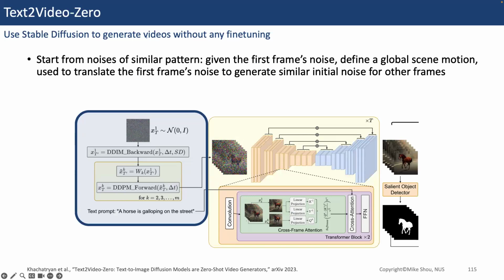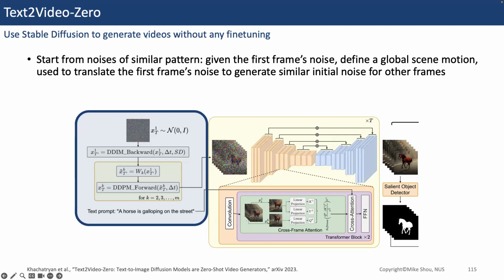Actually, there is a work called Text to Video Zero. In this approach, they start with noise that has a similar pattern. So for the first frame, they can still randomly sample noise, but for subsequent frames, they define a global scene motion. For example, consider generating a video of a horse moving to the left.